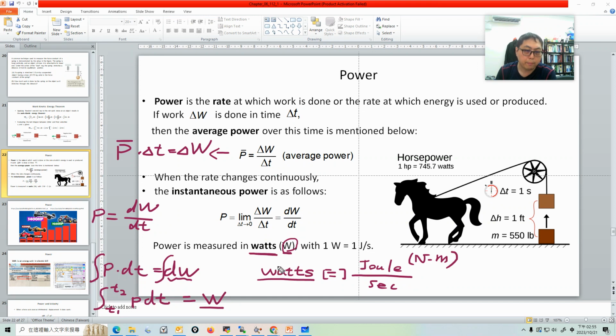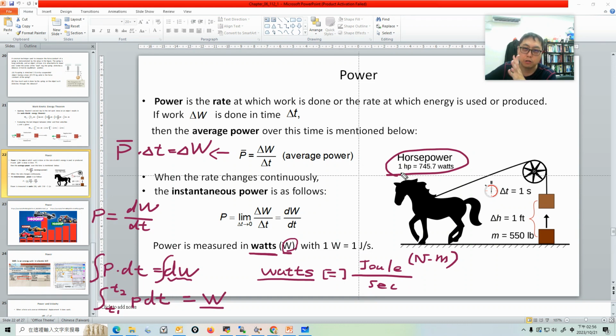But in daily life, in the car business, we hear another unit for power. It's called horsepower. It's used a lot in the car business. When we're trying to buy a car, they always show you how much horsepower the car has. And 1 horsepower is equal to 745.7 watts. You can do the unit conversion by yourself.